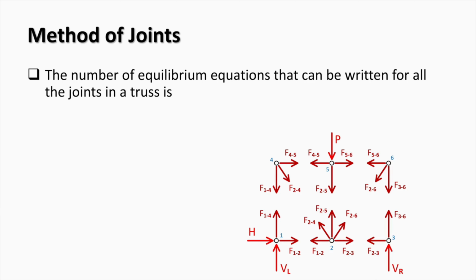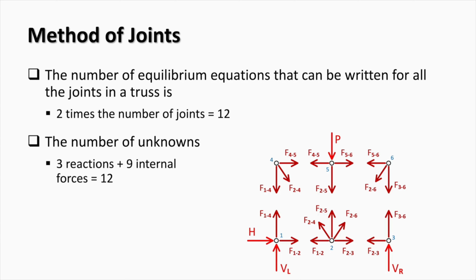Therefore, it is important to know whether the truss considered can be solved using the method of joints. Since only two equilibrium equations can be written for each joint, the total number of equations that can be written for a truss equals twice the number of joints. The number of unknowns in a truss equals the number of reaction forces and the number of internal forces in the truss bars. And the internal forces are found from equilibrium equations written for each joint. For the truss considered, the number of equilibrium equations equals the number of unknowns, and this means that the truss can be solved using the method of joints.